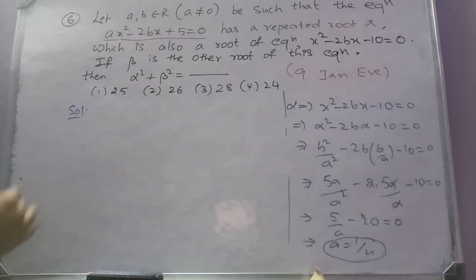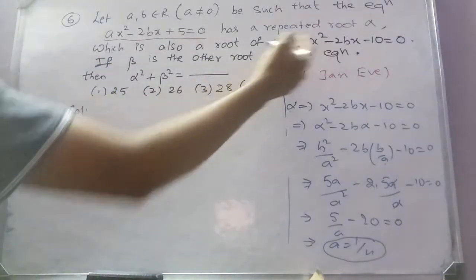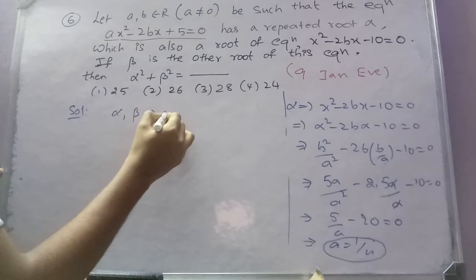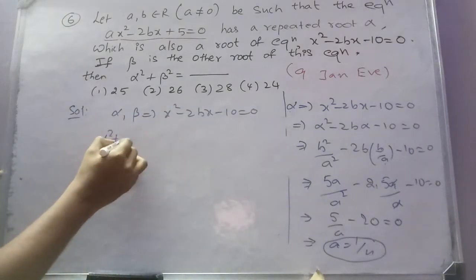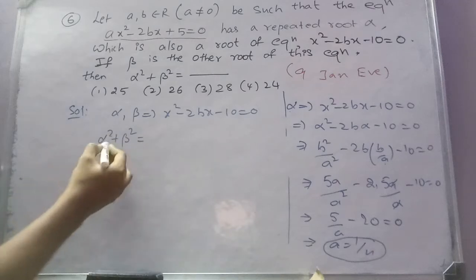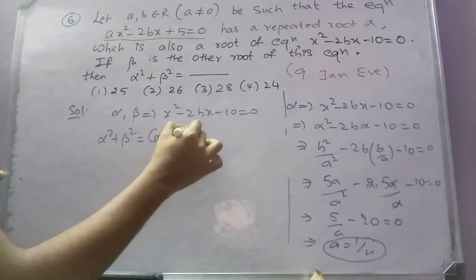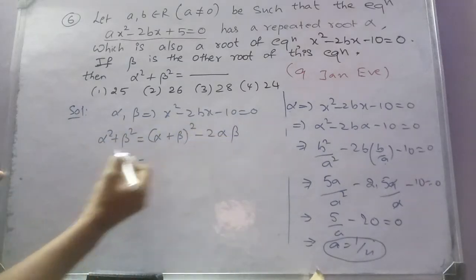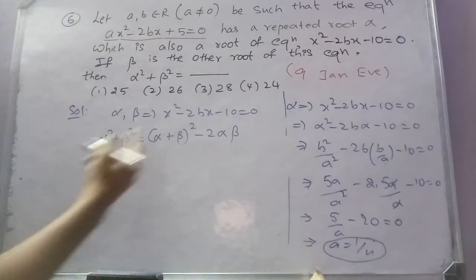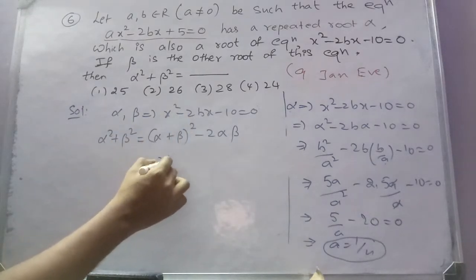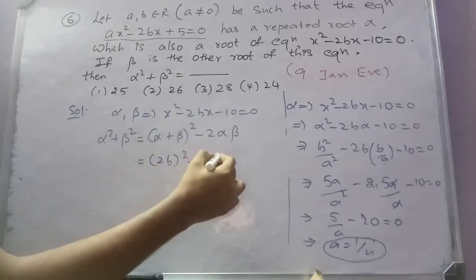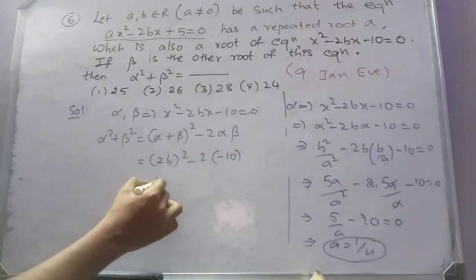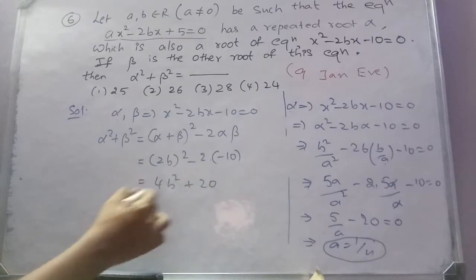So I am erasing this. See dear students, alpha and beta are the roots of this equation. So he is asking alpha square plus beta square, and we know that this is alpha plus beta whole square minus 2 alpha beta. So alpha plus beta is minus b by a. Minus b by a means you will get 2b whole square. Minus 2 into alpha beta, which is c by a. That means you will get minus 10. So this is 4b square plus 20.